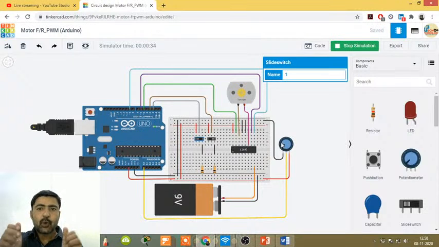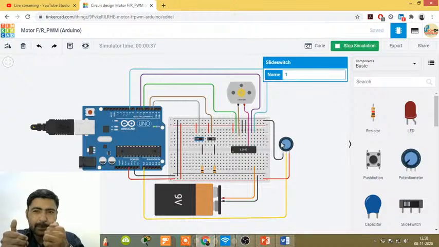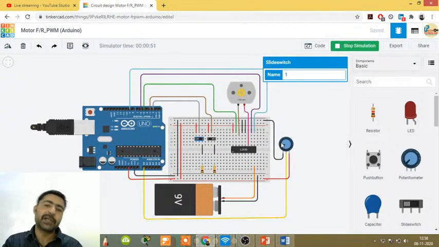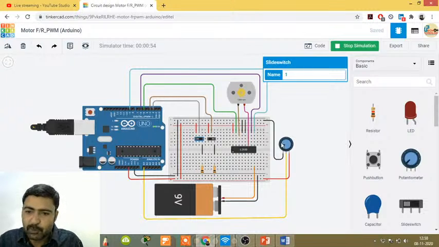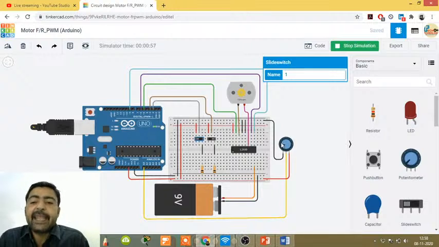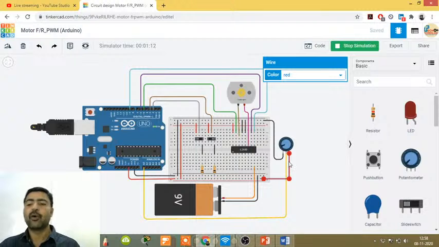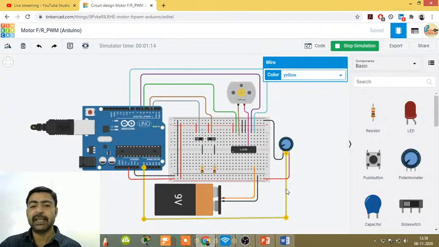If you want to keep your hands free, if you don't want to keep the button pressed, you can use the slide switches. Keep the slide position on any side in which you want to move the motor. And we can also use a potentiometer. Why are we using the potentiometer here? This potentiometer is connected to analog input pin A0. As we discussed, two of the pins of the potentiometer are connected to ground, this black wire, and this red wire is connected to 5 volt. And this third pin is connected to A0 of Arduino.